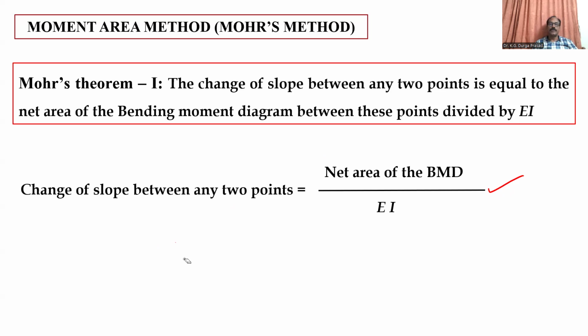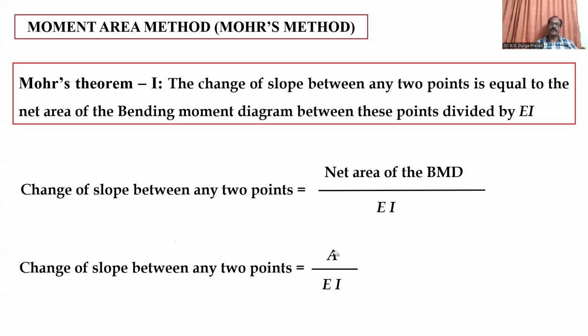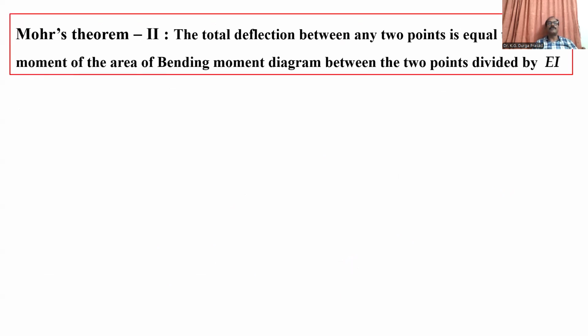Now, so you can represent here. What is this A? Here A is the area of the bending moment diagram, right? E is the Young's modulus, I is the moment of inertia with respect to the neutral axis. So with the help of this equation, you can find the change of slope between any 2 points, right?